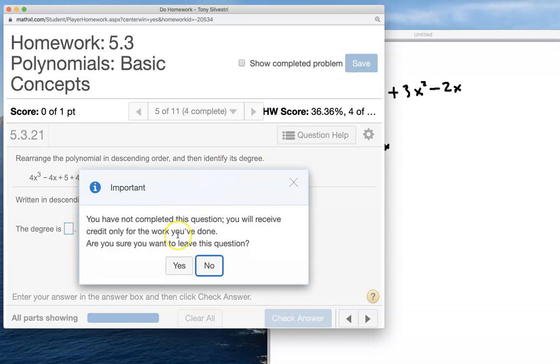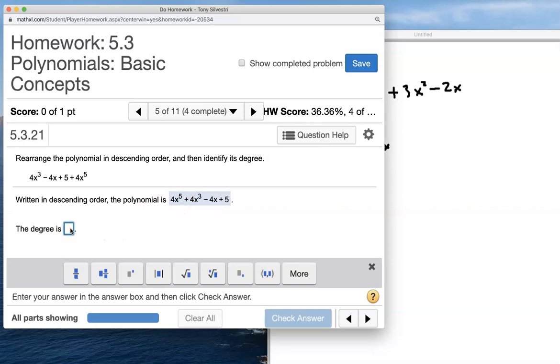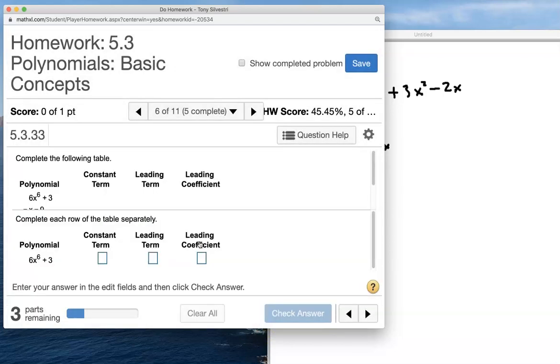Number 6. What did I do? Oh, there's another part to this: the degree of the polynomial. The degree of the polynomial is the highest power of x or variable you see. The highest power variable I see is the 5. If you rearrange it properly, it's the power of the variable in the very first term, so it'd be x to the 5th. I would say the degree of the polynomial is 5. Now, let's check my answer. Well done. Super duper. Now we're over halfway done.